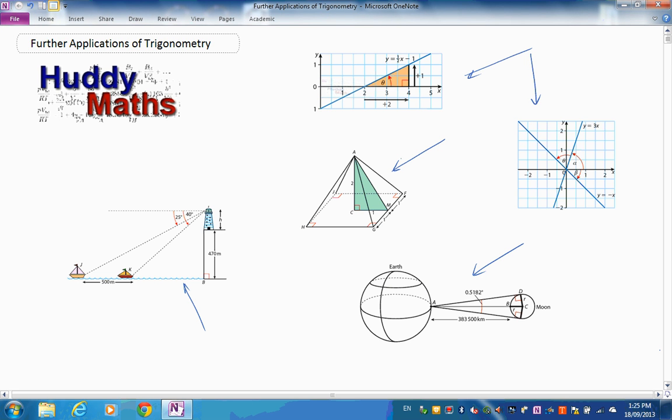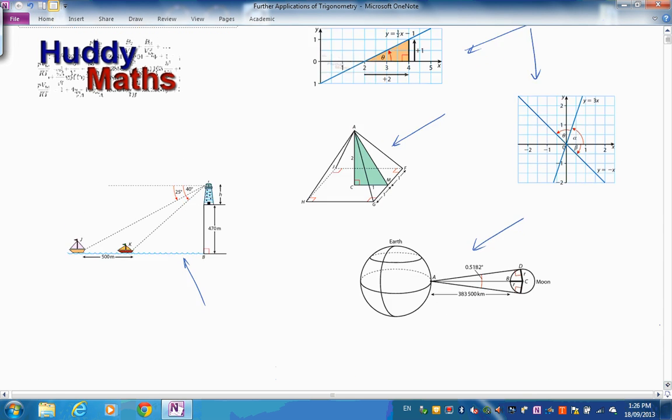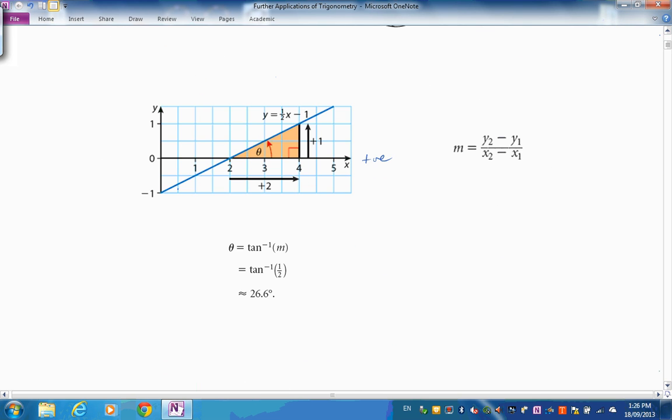So all these sorts of problems are mentioned in this new syllabus as applications of trigonometry. So this is going to be quite exciting. So let's go down and look at the first of them. And the first of them is to do with this Cartesian coordinate system, and we've got a straight line here.